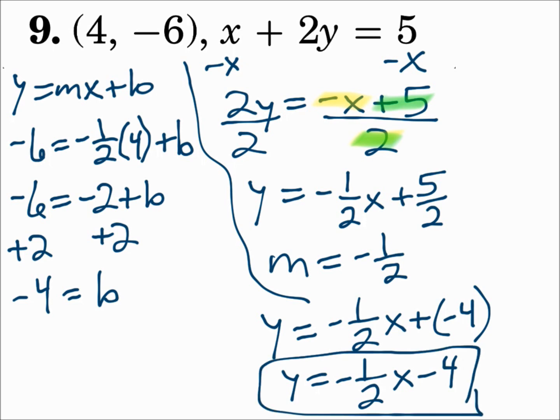Get the slope first. Sometimes you need to solve the equation for y to get it in slope-intercept form, and that way you can find the slope, and then use that slope and the point to find b so you can write your final answer. Always remember, parallel lines have the same slope.